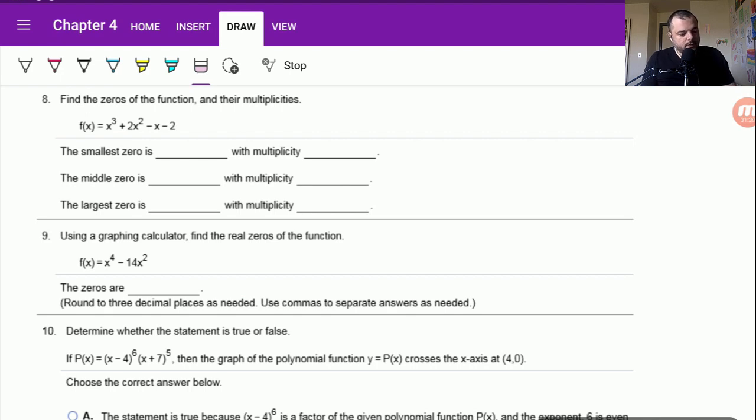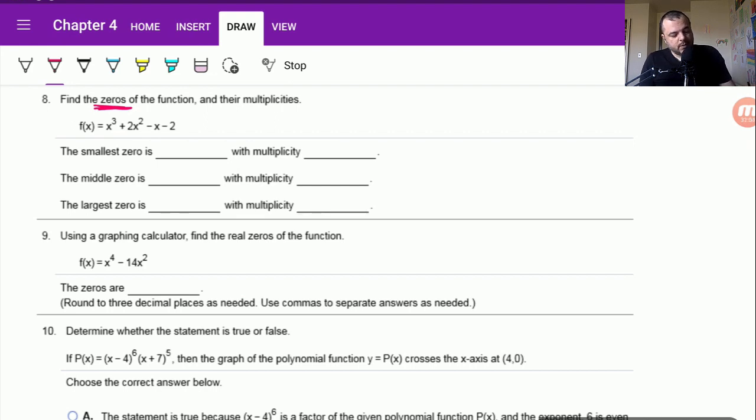Find the zeros. In this problem, we are going to find the zeros of the function and their multiplicities. Okay, so you have a cubic function. f of x equals x cubed plus 2x squared minus x minus 2. To find the zeros, we need to think about what are the x values that give you 0 for the y. What are the x zeros where y is 0.